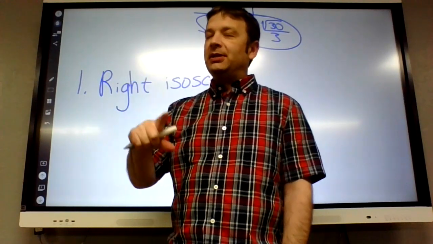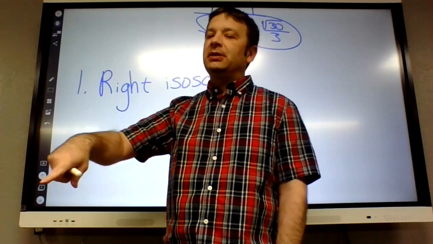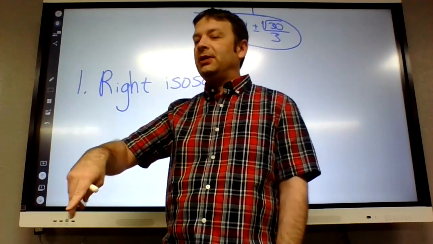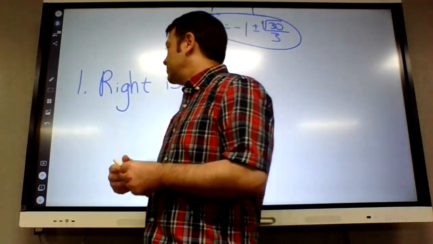What are those sides next to the right angle called in a right triangle? Legs. They're also called legs. You guys remember this in an isosceles triangle when they're equal? Those equal sides are called legs.